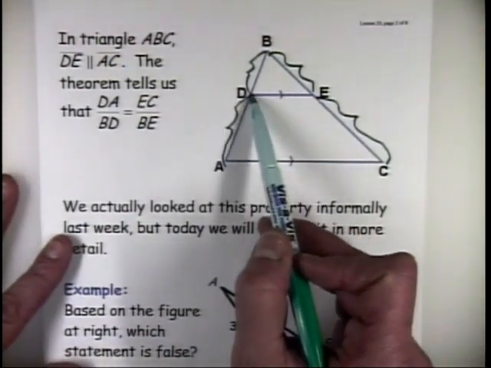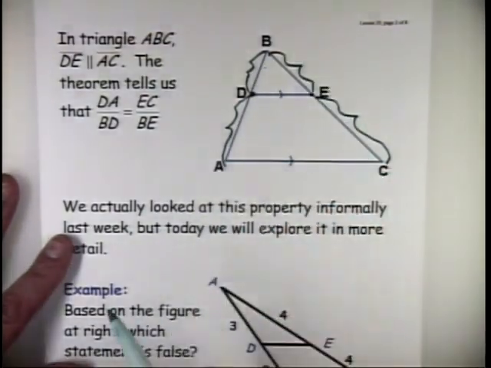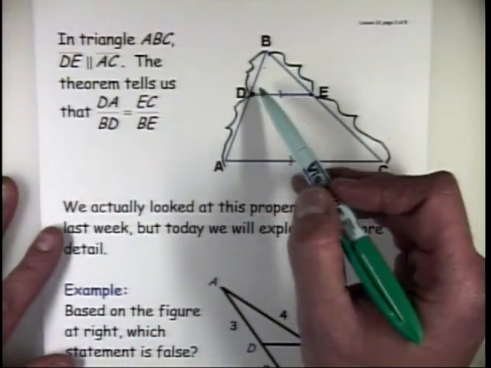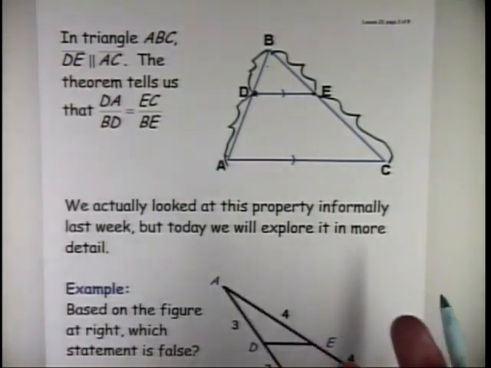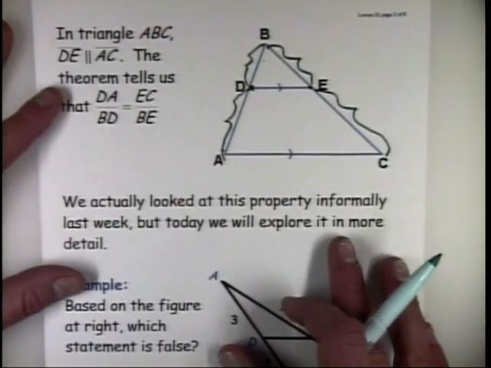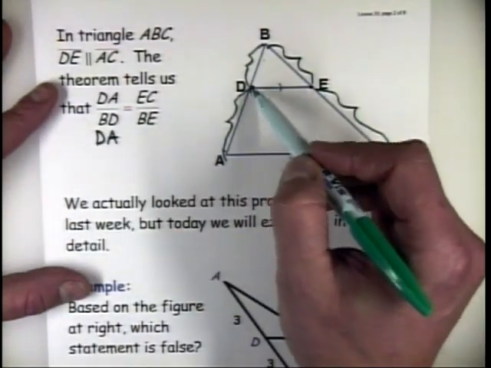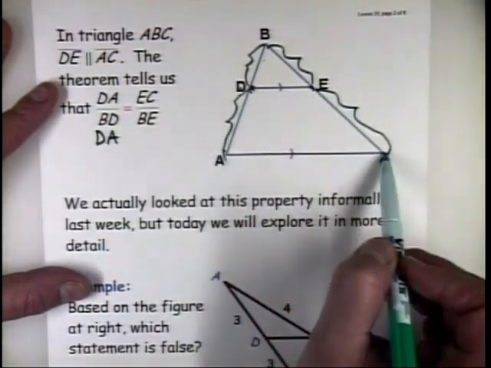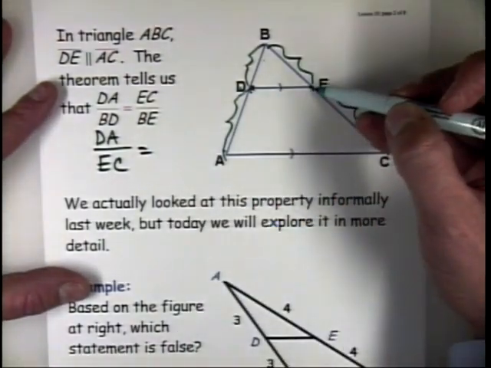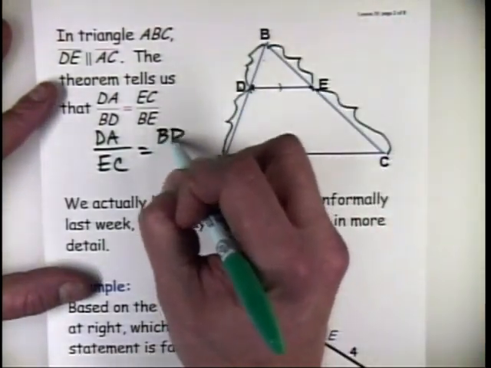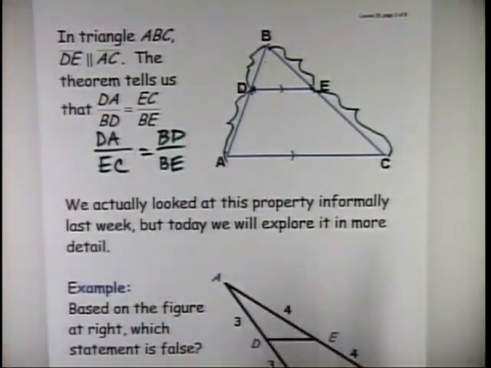So this line intersects these two segments, these two sides. It's parallel to the third. It will divide these two lines up proportionally. Now, we don't have to go DA to BD. We can set proportions up a couple of different ways, as long as we are setting up the corresponding sides. We could have equivalently set it up, DA is not to BD, but the corresponding part on the other side to DA would be EC. So we could say DA is to EC as, same thing over here, BD is to BE. And if we set it up like that, that's going to be fine.